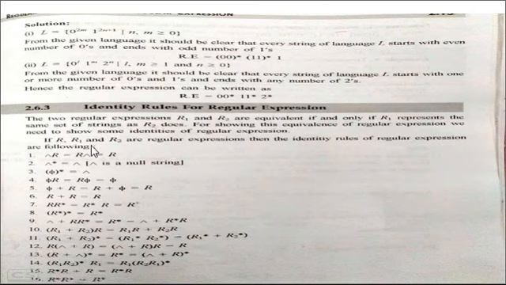If R, R1 and R2 are regular expressions, then the identity rules of regular expressions are the following: null into R equal to R into null equal to R. This is very important. Second is null closure equal to null, and null is a null string.